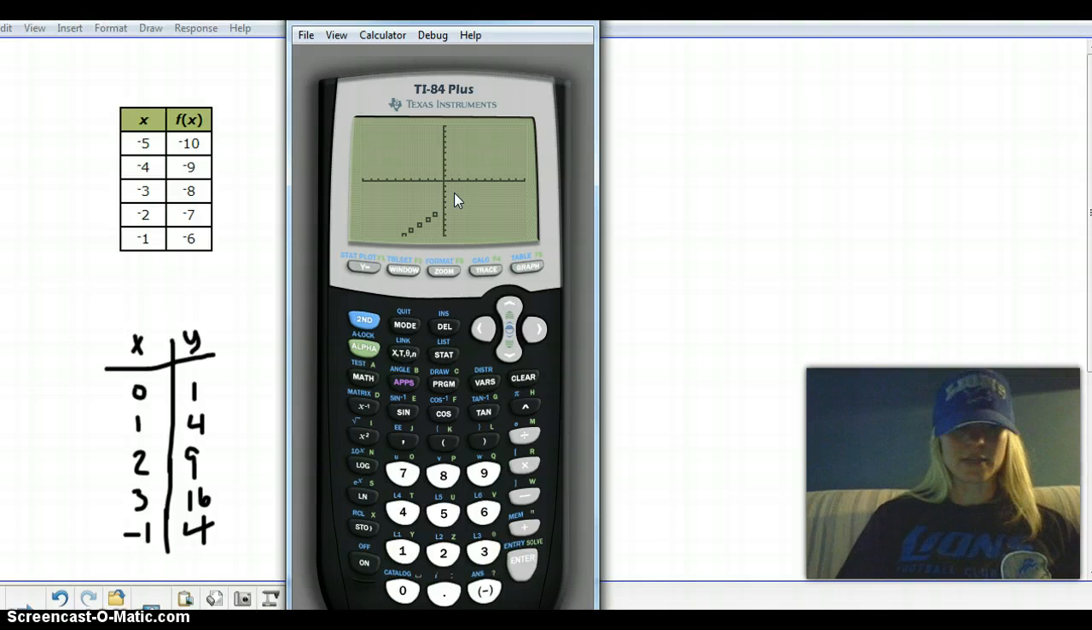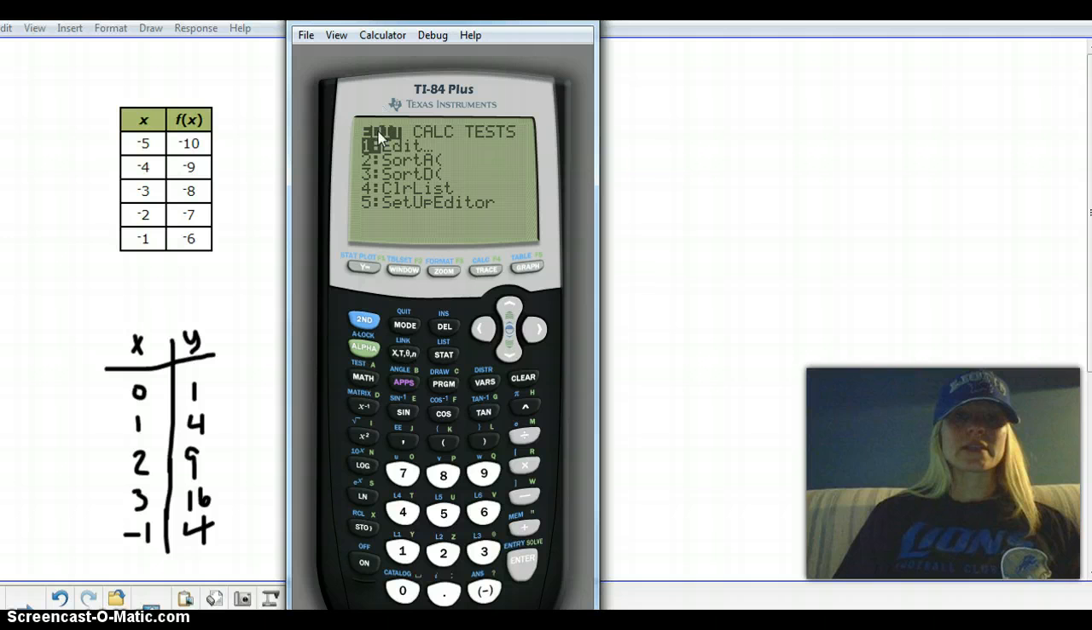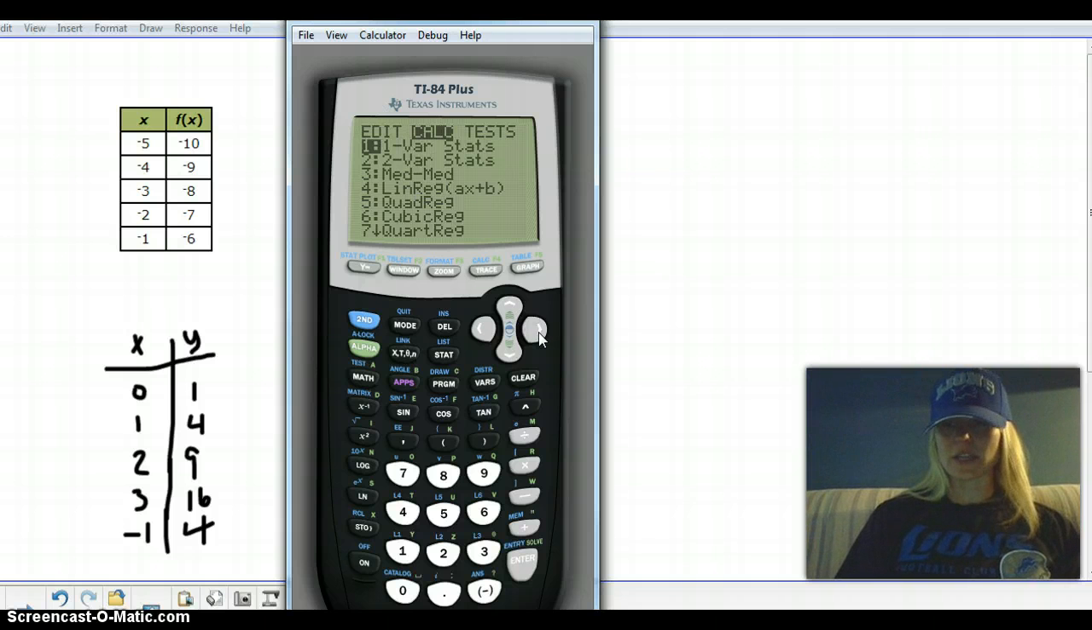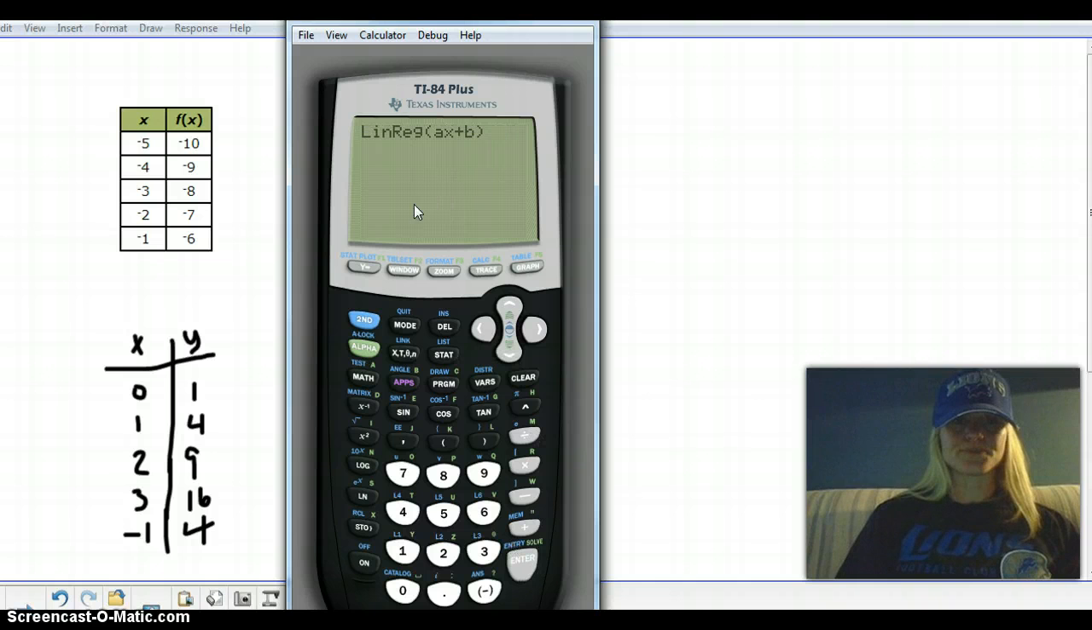And my calculator will tell me. So I just have to go back to stat. We're going to use that stat a lot, but instead of edit, we want to be on calc. So we right arrow to calc. Make sure you're taking notes. Then we want to do number 4, which is linear regression, which is our linear equation. So it says linear regression, ax plus b.